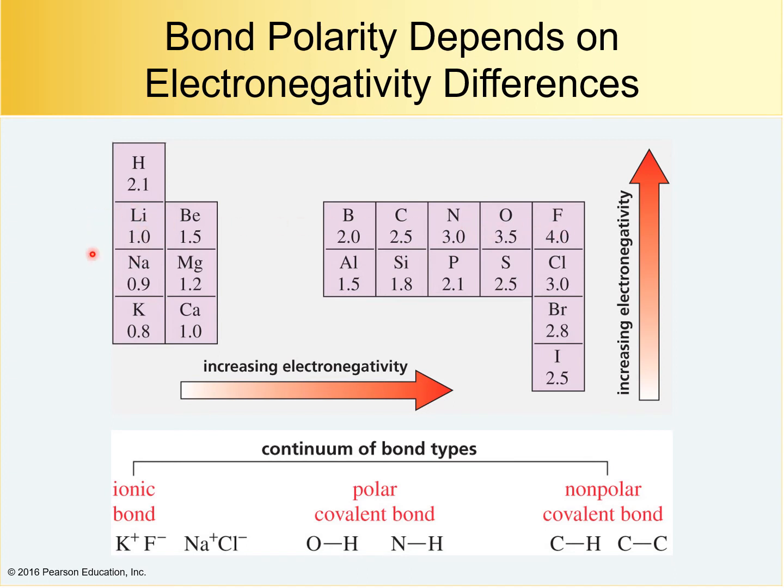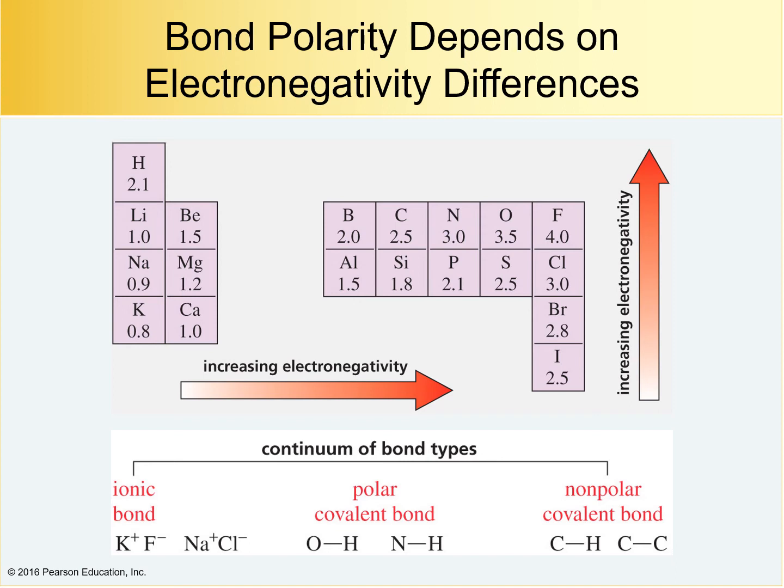So starting here at lithium, we're at 1, all the way to fluorine, which is 4. And it also increases as you go from the bottom to the top, starting here from iodine at 2.5 up to fluorine at 4. So the element at the upper right corner of the periodic table should be the most electronegative element, aside from the noble gases, that is, and that element in the upper right corner would be fluorine, and fluorine is indeed the most electronegative element that we know.